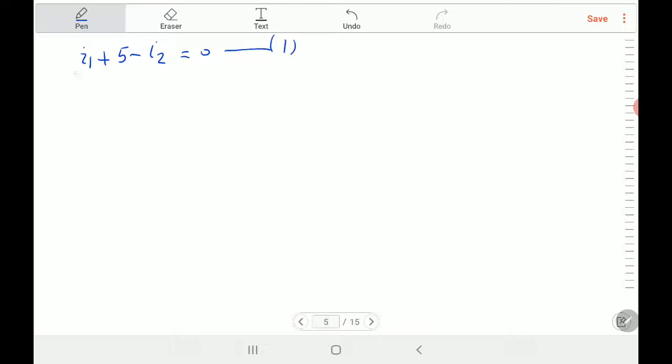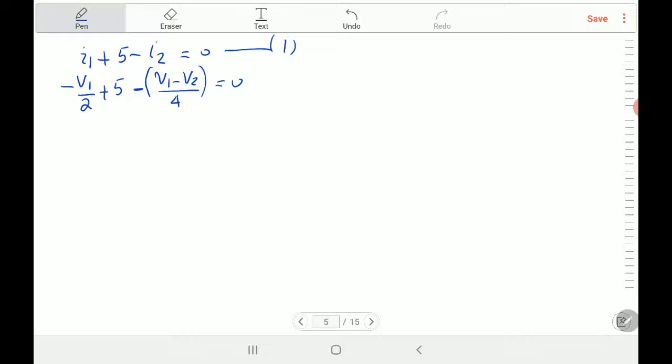I'm going to substitute the value of I1 by Ohm's law. That is minus V1 over 2 plus 5 minus I2, which is V1 minus V2 over 4. I advise you to use brackets because there are many mistakes with the negative signs here. So it's better to just put brackets. Now let's simplify.